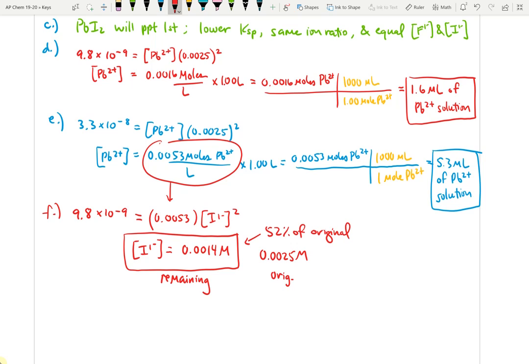I think I got that right. 56%, pardon me. 56% of the original is still there. So that's actually not a very effective separation at all. We would want more of 90, 95, 99% of the one ion to be precipitated and not remaining when the second one begins to form. That's the idea of these, as selective precipitation, to isolate one ion from another by precipitating it out first selectively.